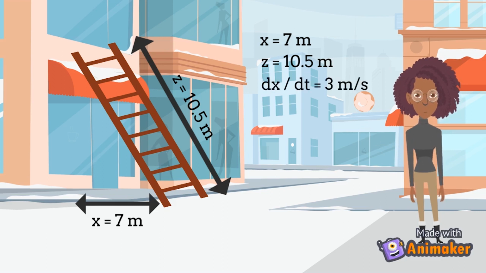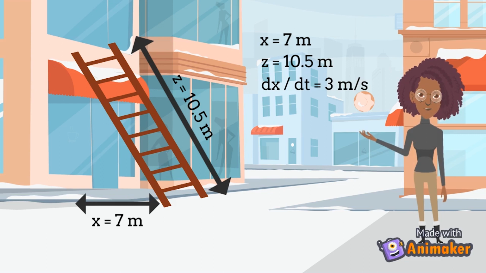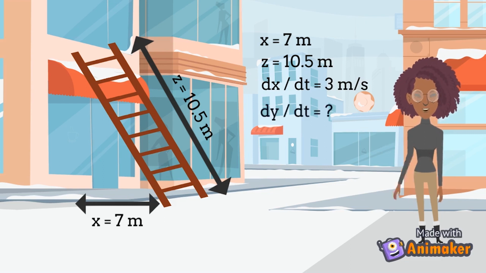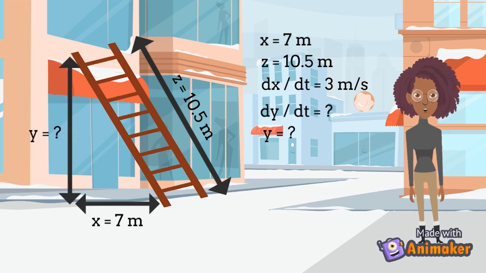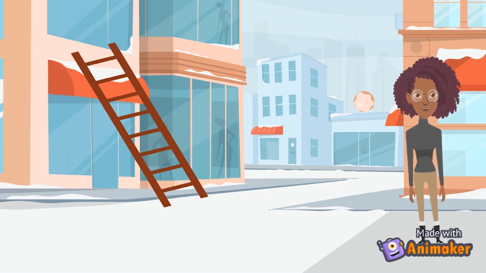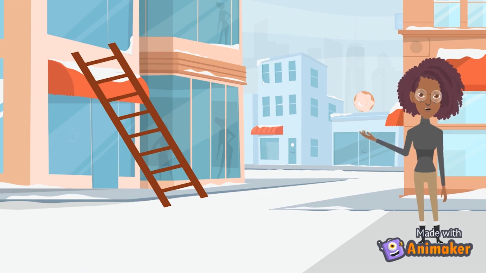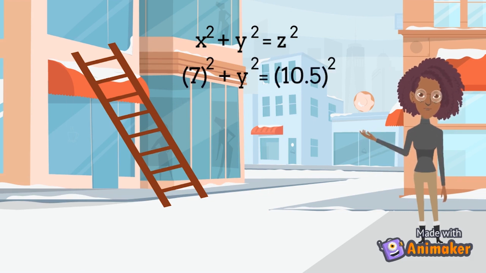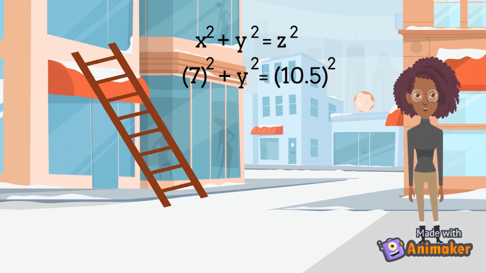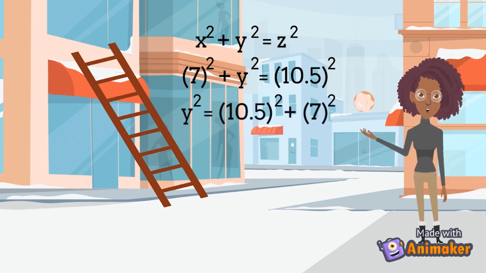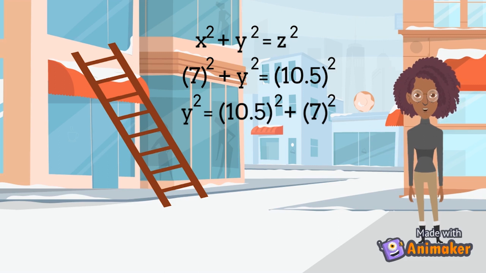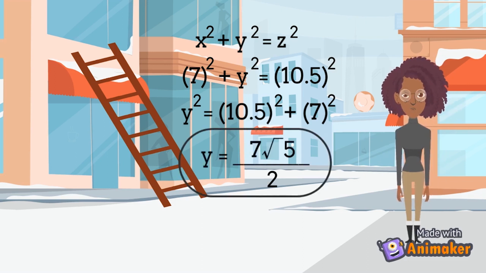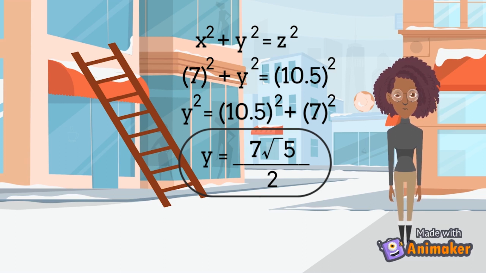Right now, I need to solve for dy over dt, which is how fast the top of the ladder is moving down the wall. But I need the height of the wall that's touched by the ladder, which I will represent as y. Now that we have the given, let's solve for y. To solve for y, I'll use the Pythagorean theorem. That will be x squared plus y squared equals z squared. Substitute our given values, and we have 7 squared plus y squared equals 10.5 squared. If we solve for y, we first transpose 7 squared, evaluate, and we get y is equal to 7 square root of 5 over 2.